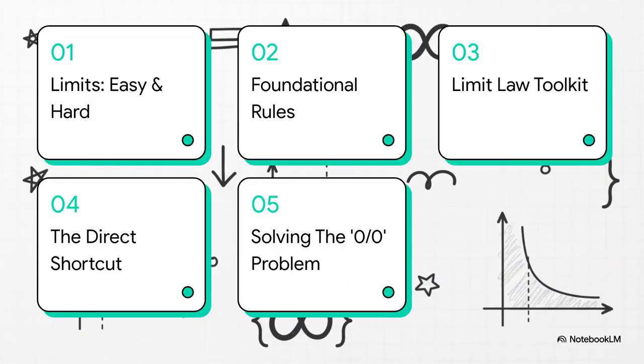So here's our game plan. We'll start by looking at those easy versus hard cases. Then we'll lay down 2 super foundational rules. From there, we'll build out our entire limit law toolkit. Then, I'll show you an awesome shortcut that comes from these laws. And finally, we're going to learn how to tackle that tricky 0 over 0 problem.